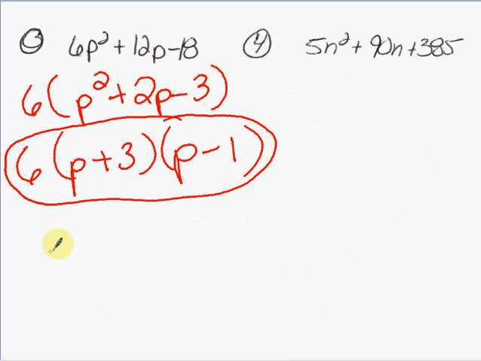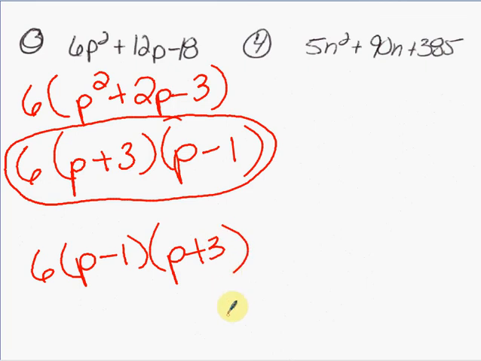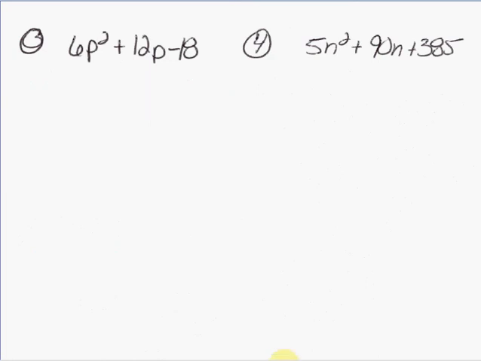Little side note, if you're wondering if you could actually write this problem like this, 6 times the quantity p minus 1 times the quantity p plus 3, you could. It means the same thing. Alright, let's see. Let's erase that and do one last problem.